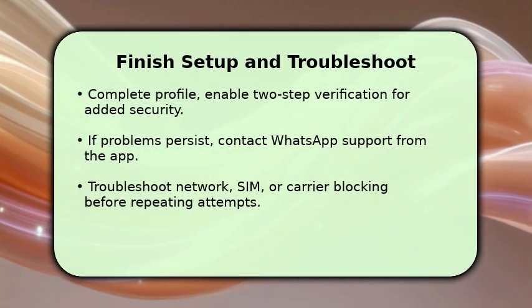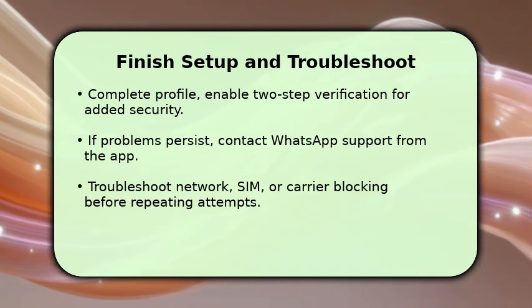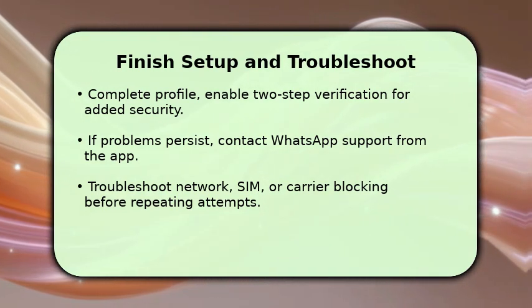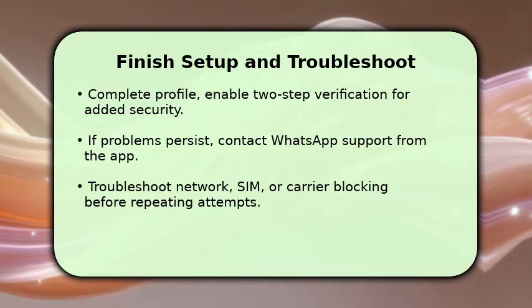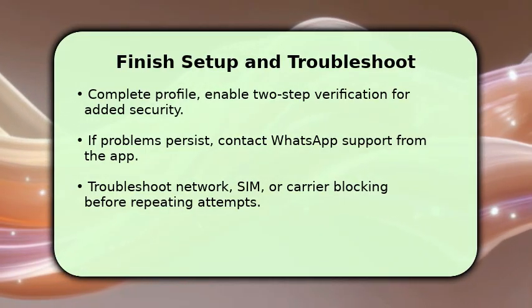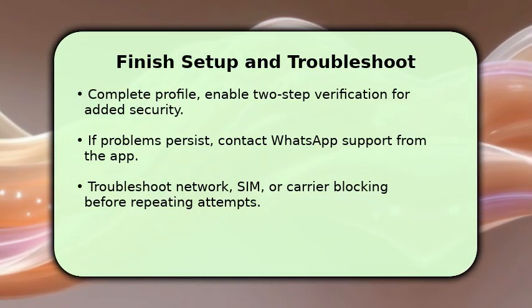After entering the code, finish your profile and immediately enable two-step verification to add a PIN tied to your account. This prevents unauthorized reactivation. If you still can't verify, use the app's help or contact support option so the service can assist. They handle edge cases like blocked numbers.